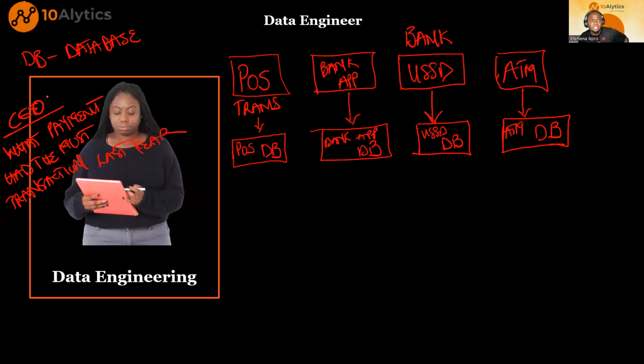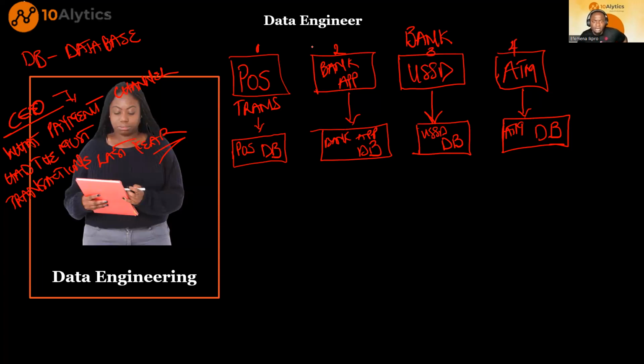Okay, the CEO is asking a question. What payment channel had the most transactions last year? The CEO needs to find out the reasons. Which of these four channels had the most transactions last year?